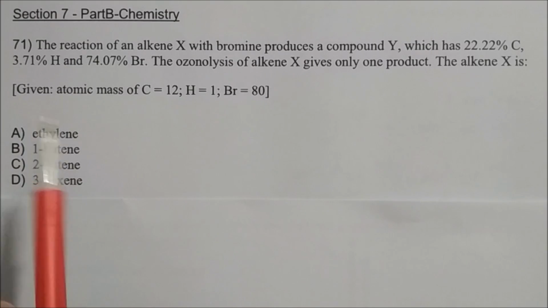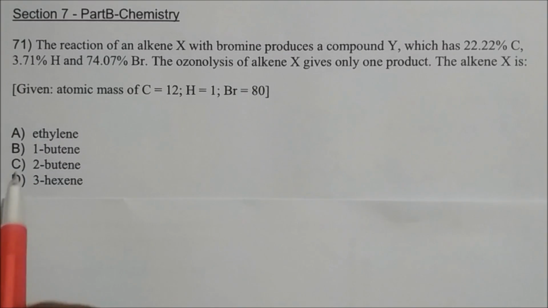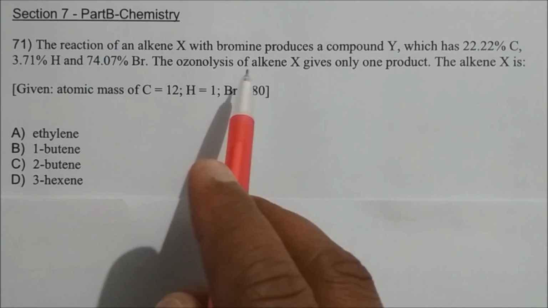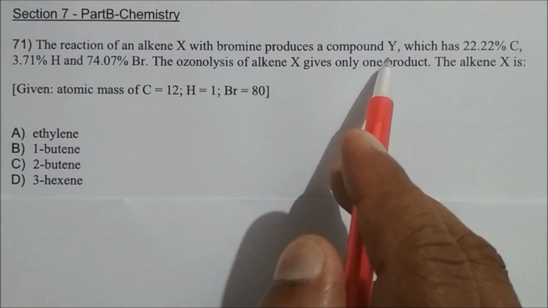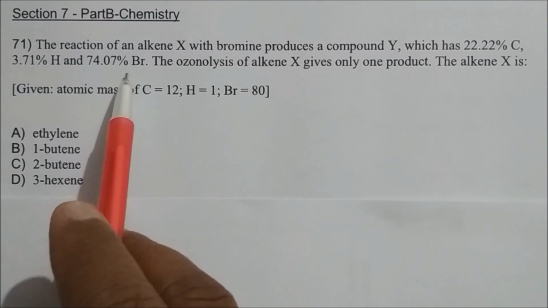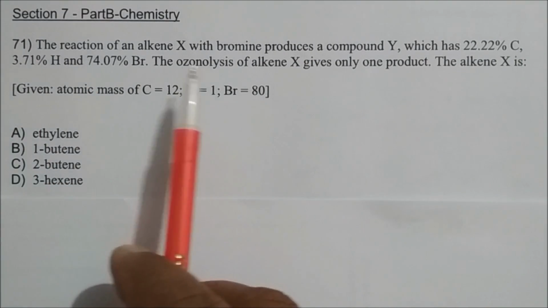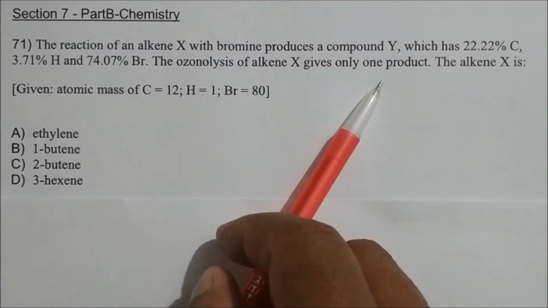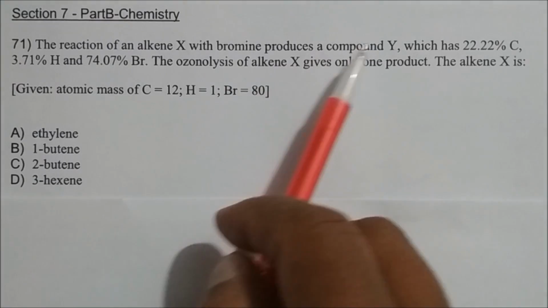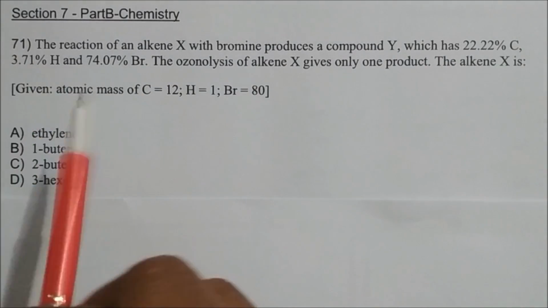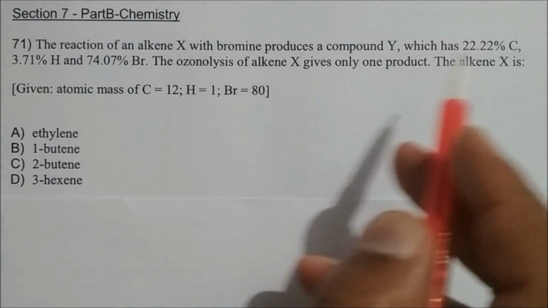This is the second part of the KVPY. The reaction of alkene X with bromine produces a compound Y, and for Y the elements are given: carbon, hydrogen, bromine. And if you ozonize this alkene X, you will get only one product. So first we have to find what Y actually is. Some percentages are given, so using them we can first get the empirical formula.